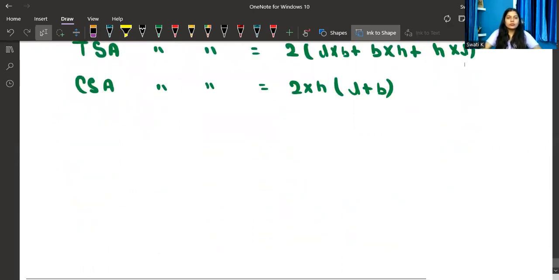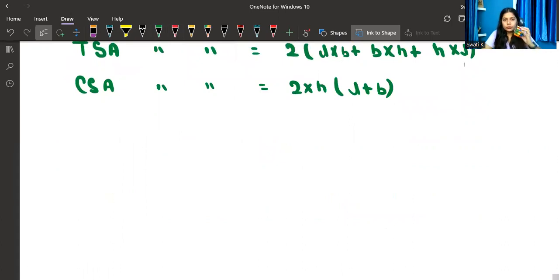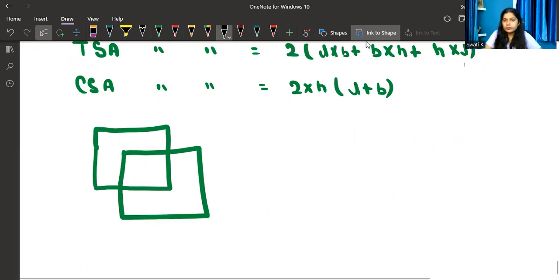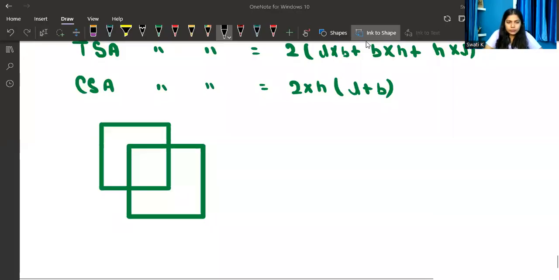Next, let's talk about cube, which I'm having here. This is a Rubik's cube, so it is a cube only. And now let us talk about the formulas of cubes. So this is our cube that I'm drawing. Okay, I'm hoping it will take the shape. All right. So this is our cube.